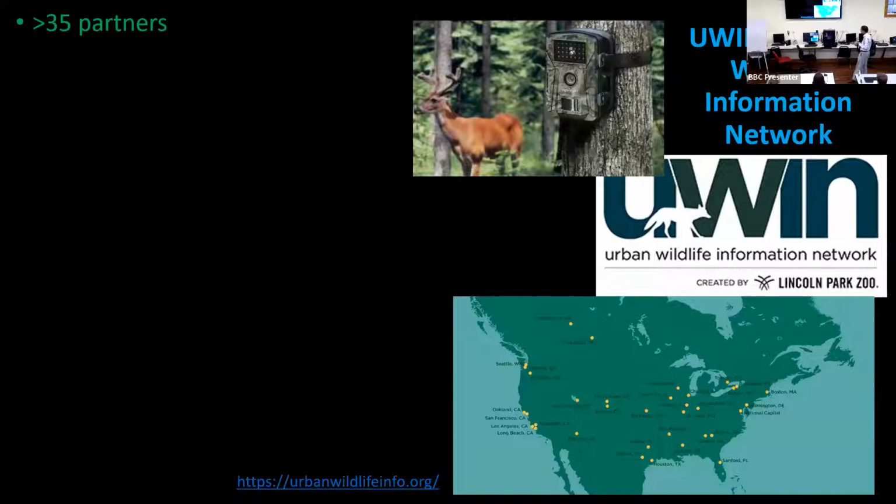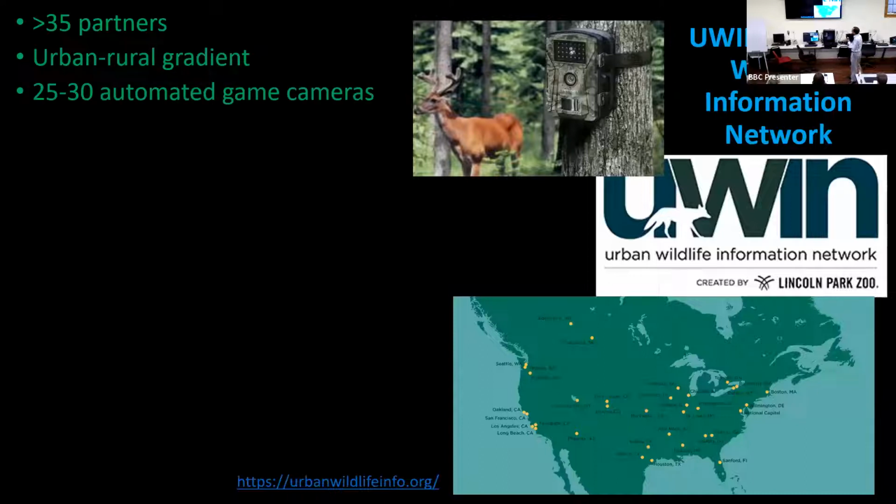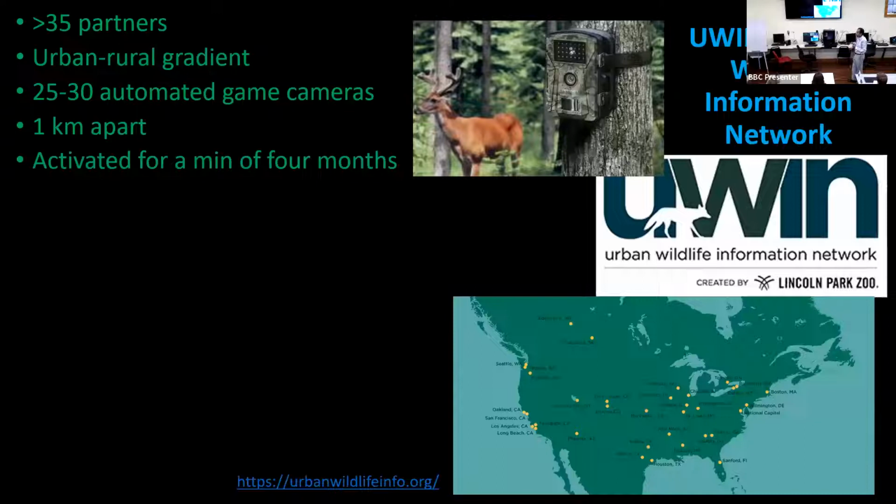So there are over 35 partners in total, and each partner is studying a gradient from urban to rural, a city-based gradient, and each gradient is represented by one or more transects. Each transect has about 25 to 30 automated trail cameras, and each trail camera is at least 1 kilometer from the others, so we have spatial independence. We activate these cameras for at least a single month, and 4 months in total in a given year.